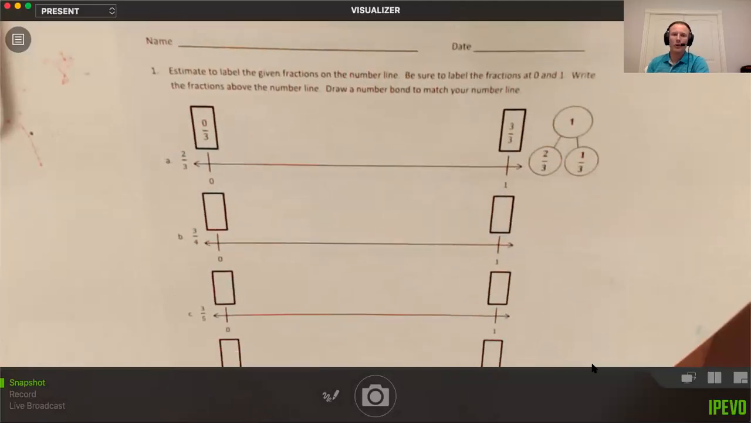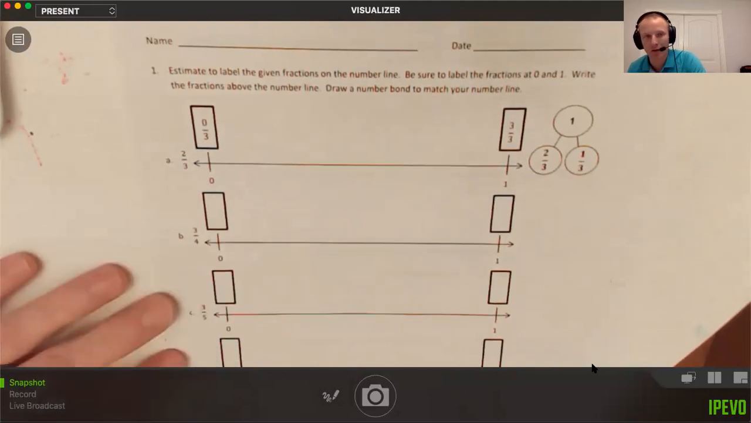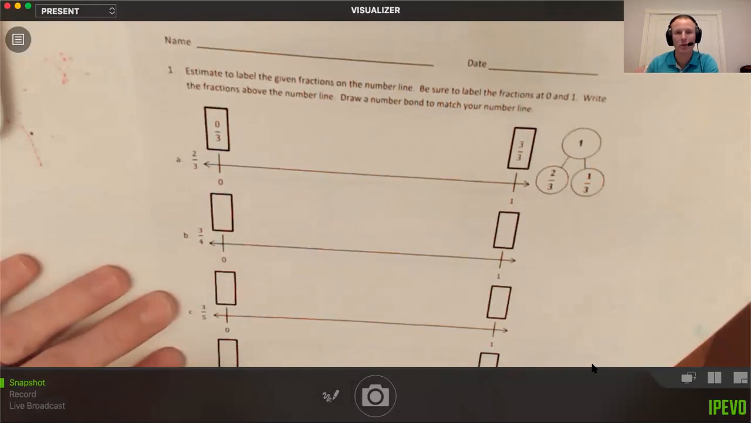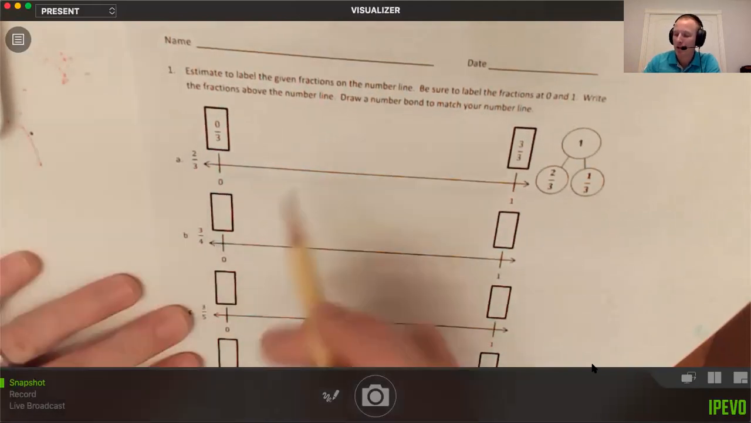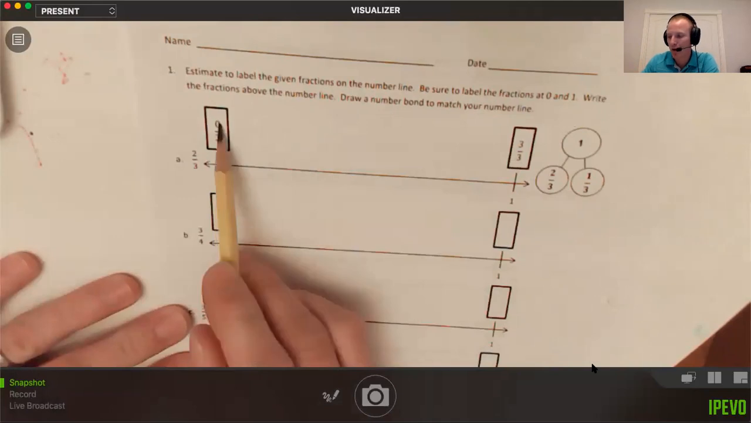All right, so we are going to estimate to label the fractions on the number line. Be sure to label the fractions 0, 1, write the fractions above the number line, and draw a number bond to match the number line. So there's like 1,000 steps to each one of these, but it's important to be able to read all the directions and do all the steps. So let's look at this first example. They gave us 0 thirds and 3/3.